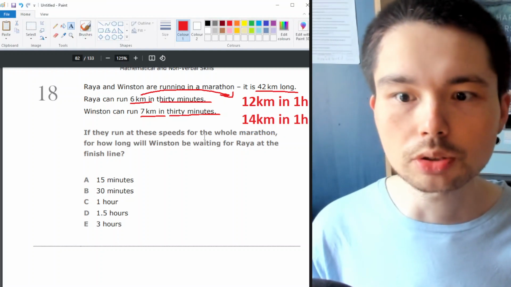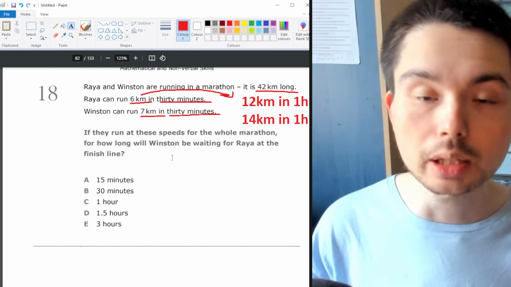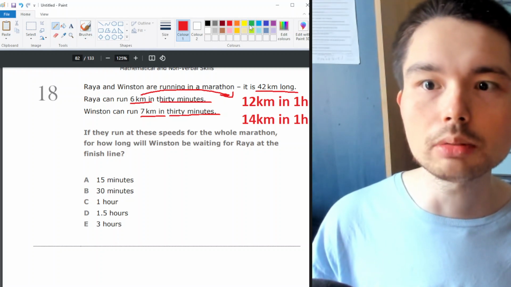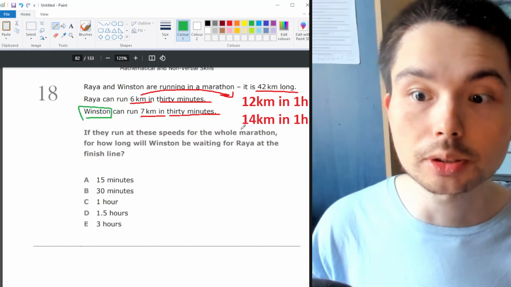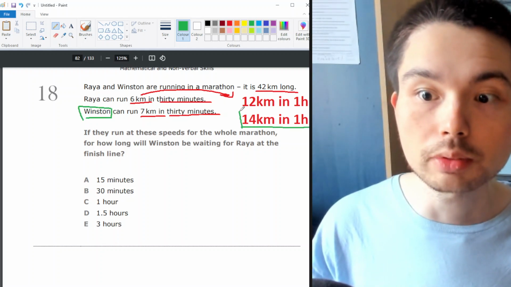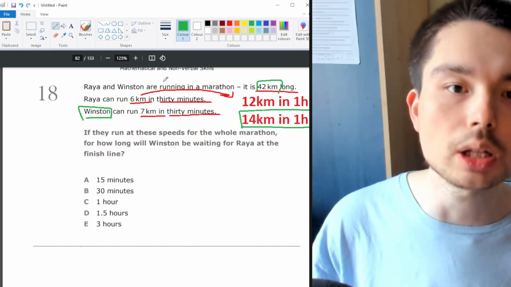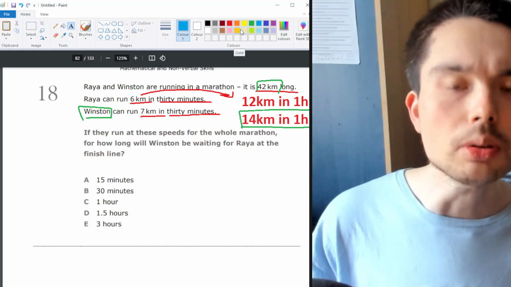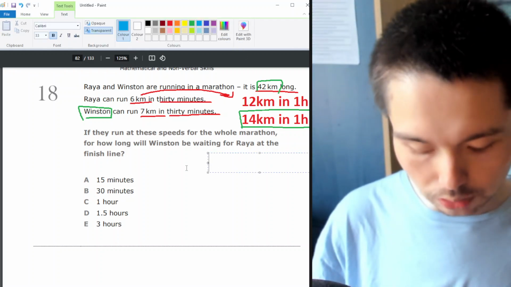If they run at these speeds for the whole marathon, for how long will Winston be waiting for Raya at the finish line? What a fantastic question. Let's work out both. Let's just work out the dude, Winston, for running it. Now we look at the length of the marathon, 42 kilometers. So how we go from 14 to 42, times by what? If you don't know your 14 times table, it's okay. Just write it out. That's the skill with times tables. We can always write it out.